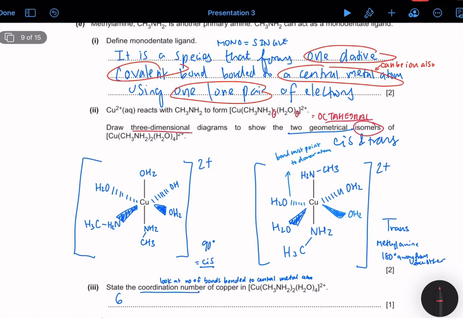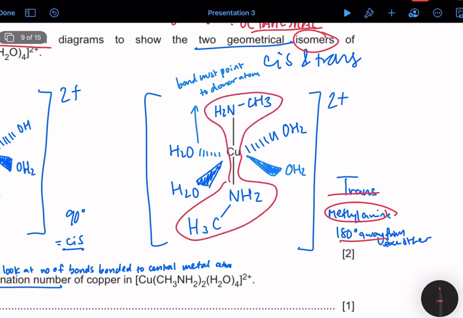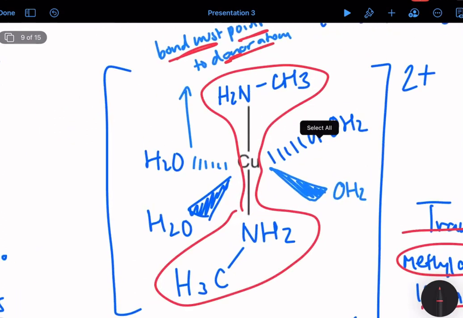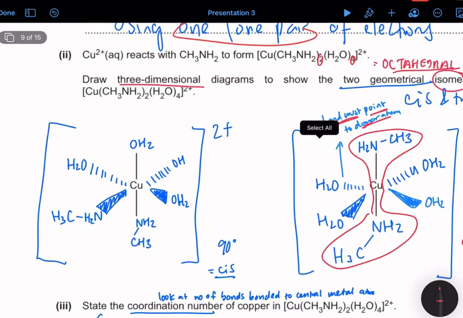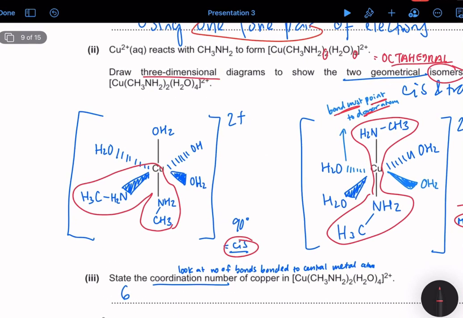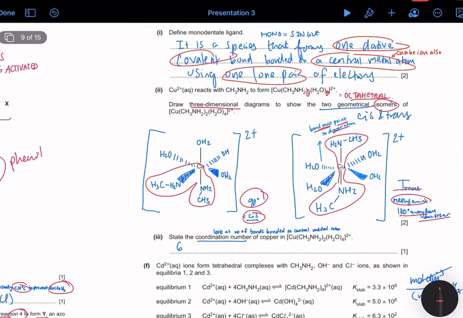How do we know which one is cis, and which one is trans? For your trans, your methylamine here, they are directly opposite each other, so it's 180 degrees away. Also make sure that the bonds are pointed to the donor atom. That's why it's OH2 instead of H2O, because the donor is your O. And for your cis, as you can see, your methylamine are on the same side, so it's 90 degrees. It's not directly across each other. That's how you identify which one is cis and which one is trans.